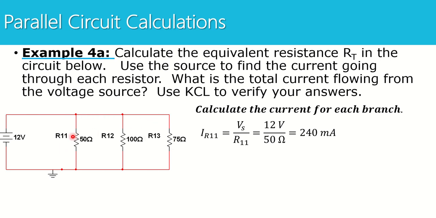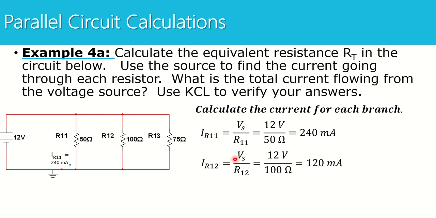Then these 3 resistors would not all have the source voltage. In this case, all 3 are parallel with each other and the source, so I know their voltages. They all have to have the same voltage. Anything in parallel has to have the same voltage. So I can find the current for R11 by saying voltage divided by R11. And I now know R11 has 240 milliamps of current.